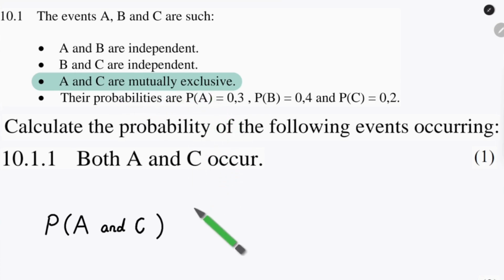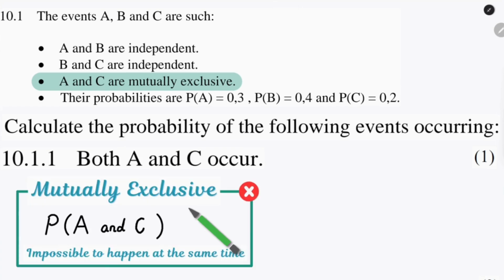Now let's quickly go over what mutually exclusive means. It means it's impossible for them to happen at the same time. So the probability of A and C happening at the same time is a crispy little 0. And that is something you've just got to know off by heart.